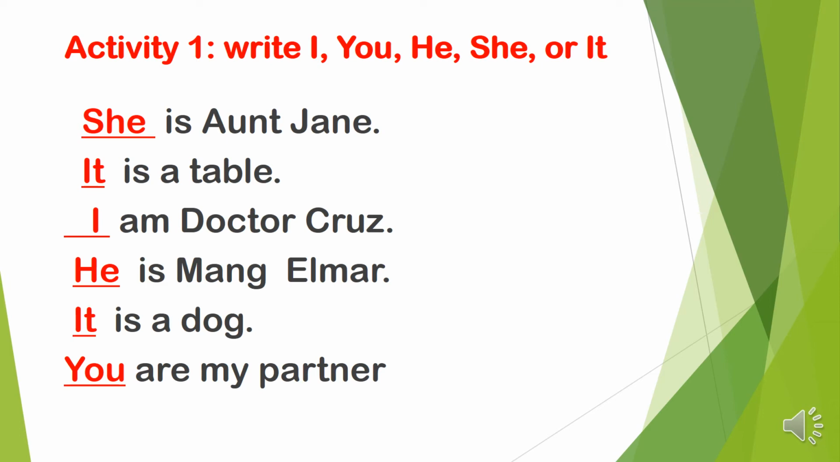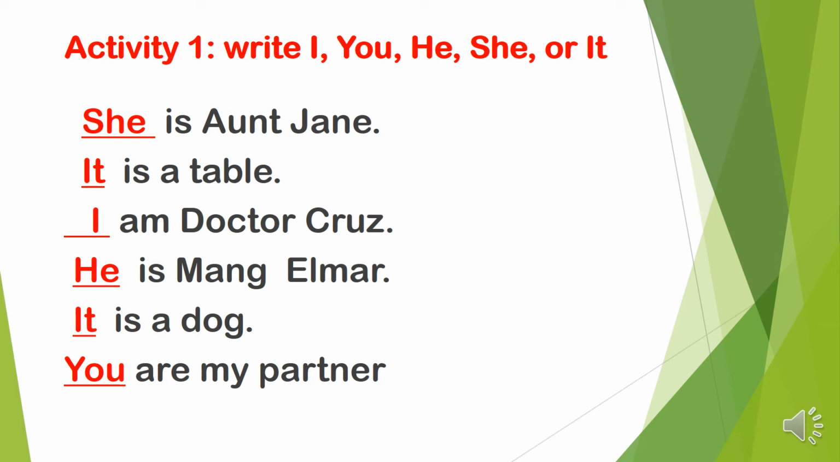Next sentence: blank are my partner. Okay, so we choose you, it's just because are is a plural verb or a special verb, so we can't choose I. So automatically, class, the right personal pronoun is the word you. You are my partner. Okay, so now it's correct. So we're going to read it again.